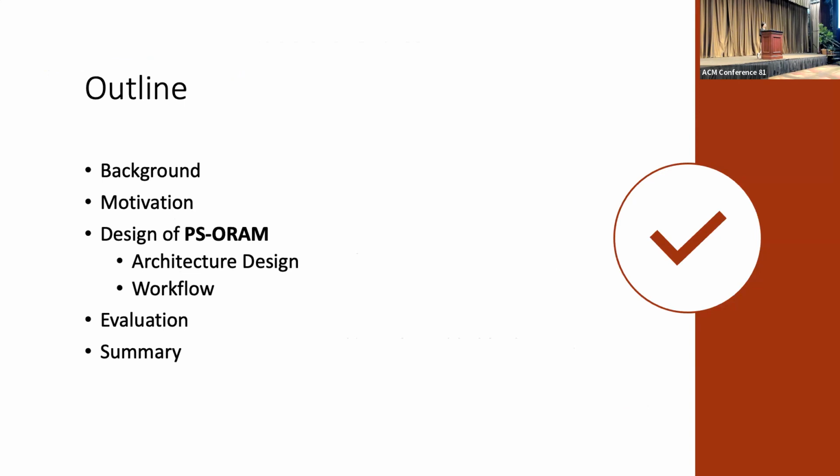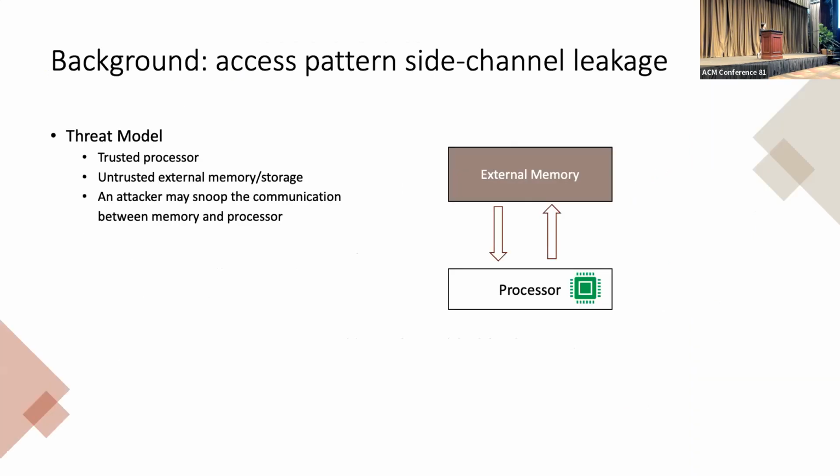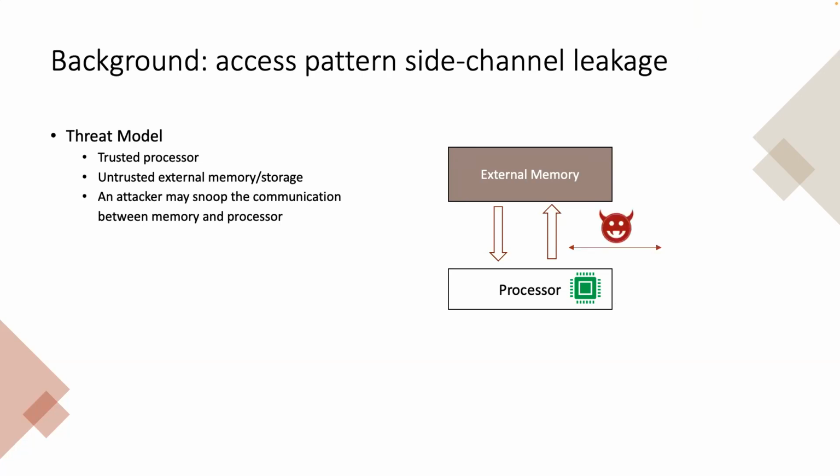I'll first start with the background. First, let's start with the target security vulnerability, which is called memory access pattern side channel leakage. Considering a computing system with a trusted processor and untrusted memory or storage, it is known to use encryption for confidentiality and Merkle trees for integrity protection. However, even with all those approaches, it would still be very challenging to defend against side channel attacks, such as memory access pattern side channel attacks in this example.